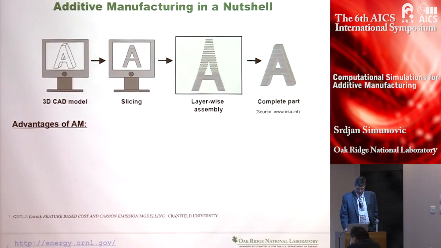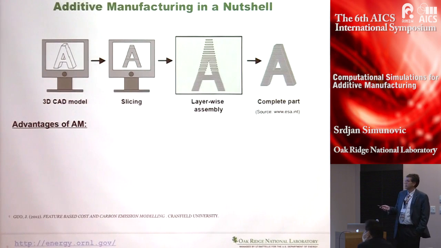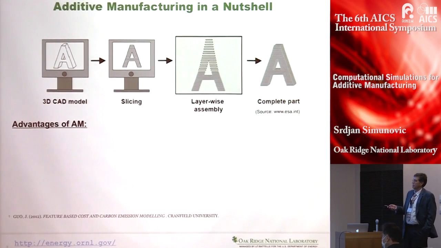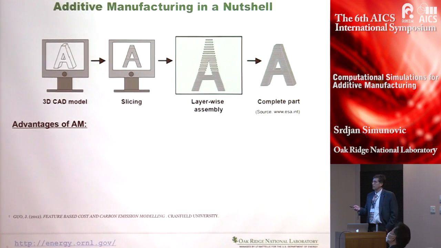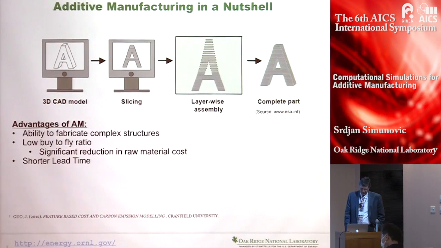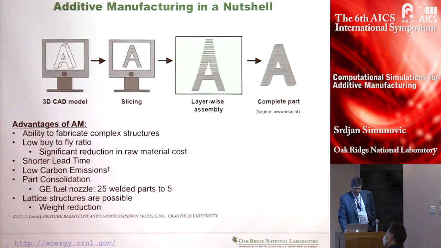So what is additive manufacturing in a nutshell, for those who are not familiar with manufacturing processes? It's a way of transferring the CAD model through some process of disassembling or slicing it, and then growing it through a layer-wise assembly, bonding one layer to another, to a complete part. It has numerous advantages, such as what you see here: its ability to fabricate complex, high-cost structures, low buy-to-fly ratio, which is lingo from aerospace, shorter lead time, part consolidation, and all of that.